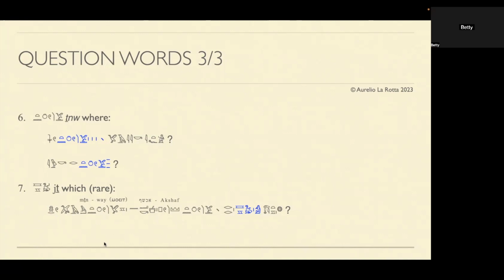Okay, so I'm going to need some help with the translation here. Made or create the way of Akshaf. It says where, but I feel like it's who made the way of Akshaf. You'd think, but Chope or Cheper can simply be to be. To be, okay. So where is the way to Akshaf? That's correct.